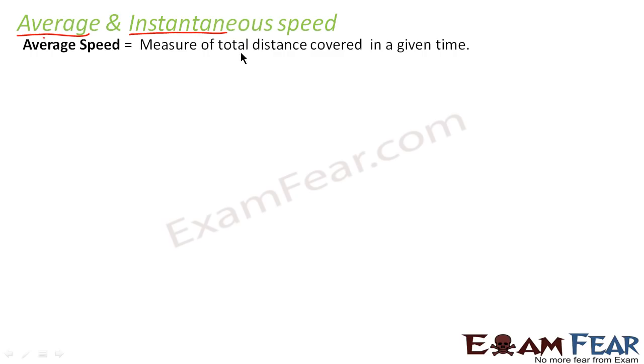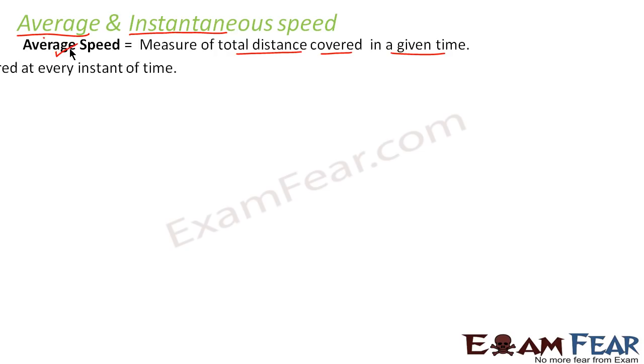Let us see what is average speed. It is the measure of total distance covered in a given time. Let us suppose in any journey, what is the total distance covered, irrespective of the path followed to cover the journey. So the total distance covered in a journey divided by the total time to cover the journey, that is our average speed.